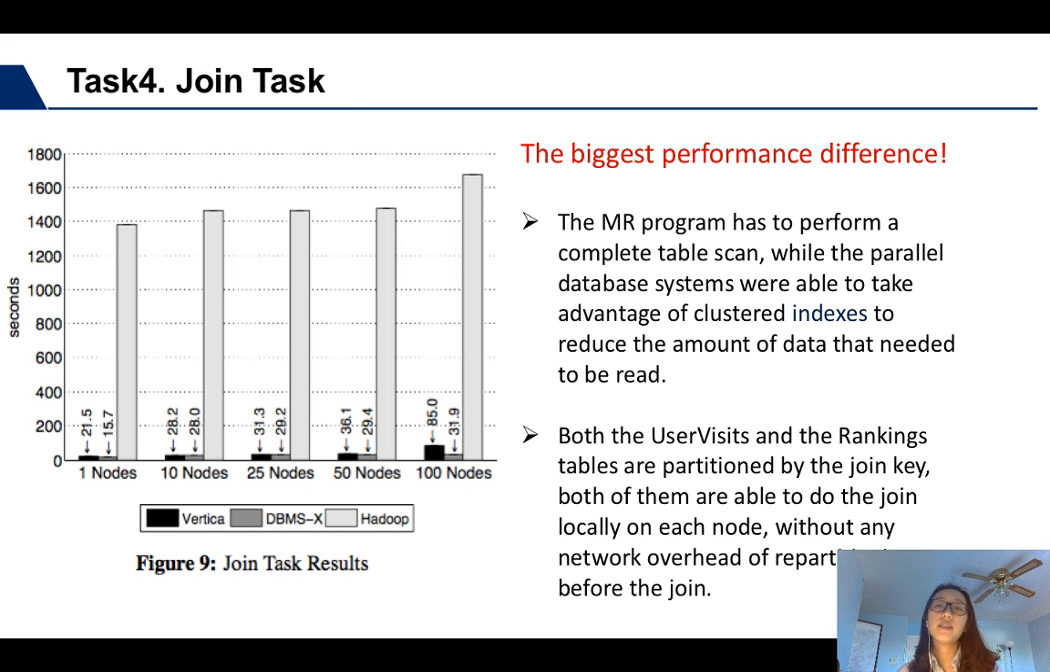Another reason is that both the user visits and the rankings tables are partitioned by the join key. Both systems are able to do the join locally on each node without any network overhead of repartitioning before the join.